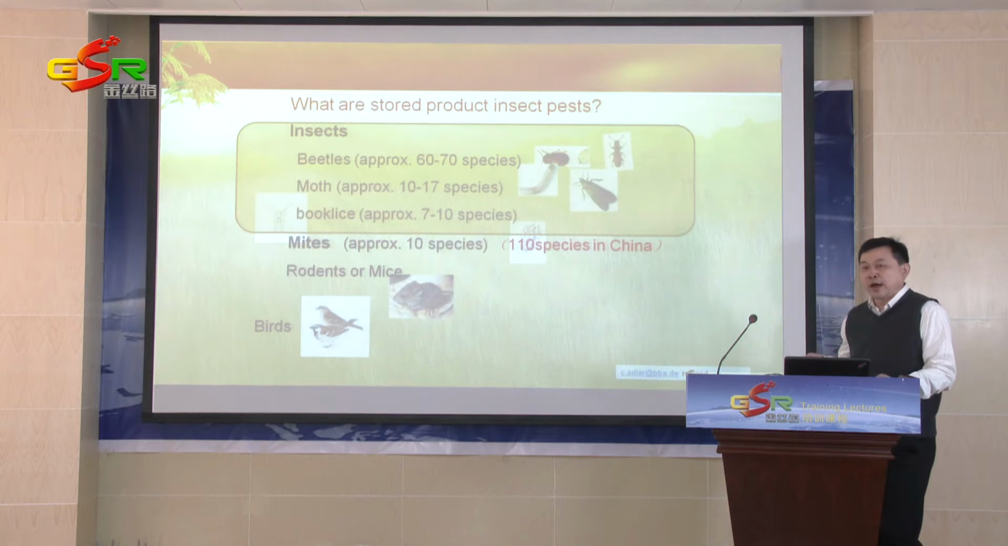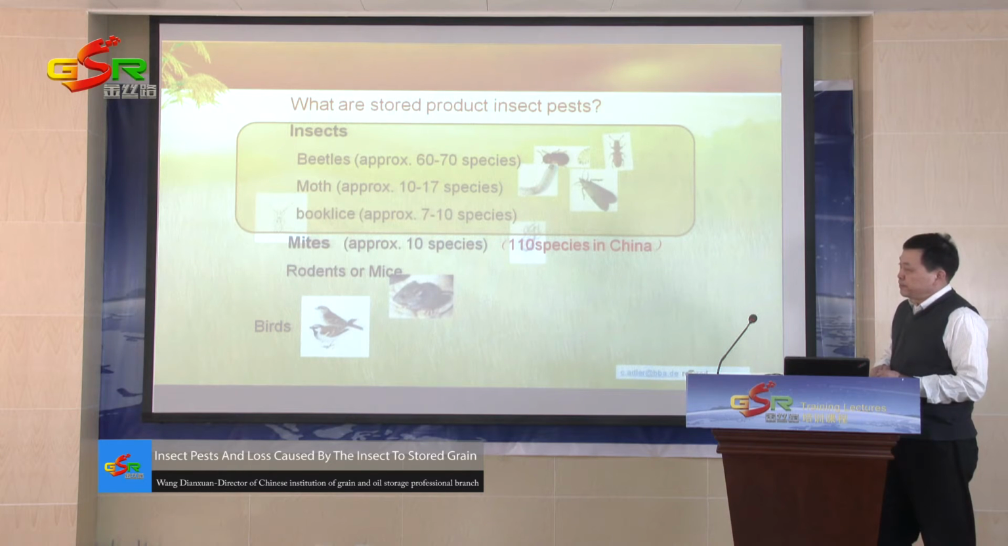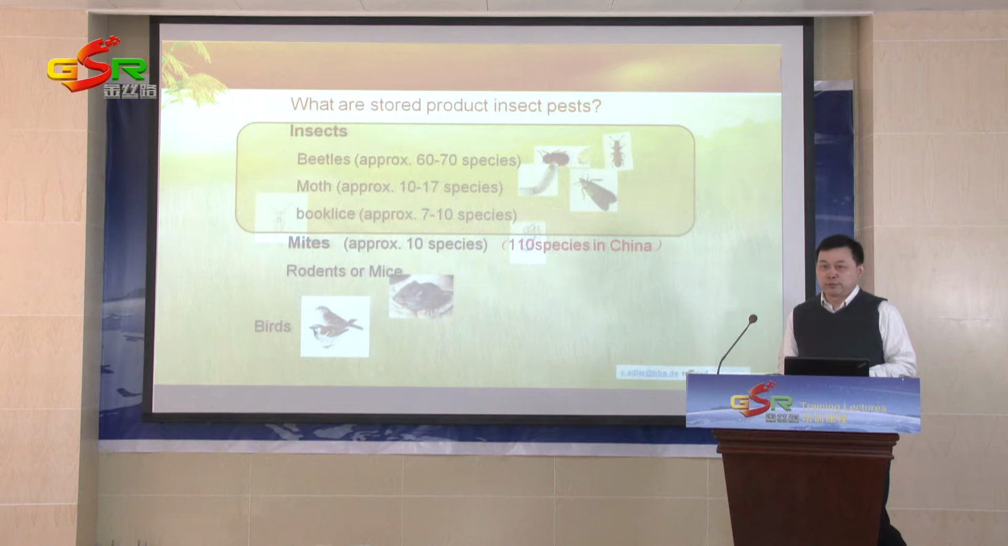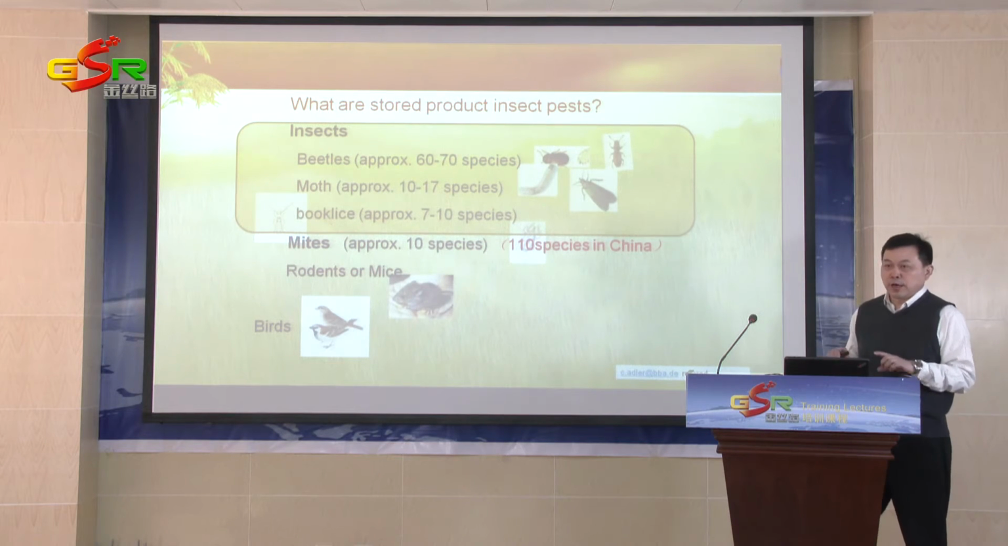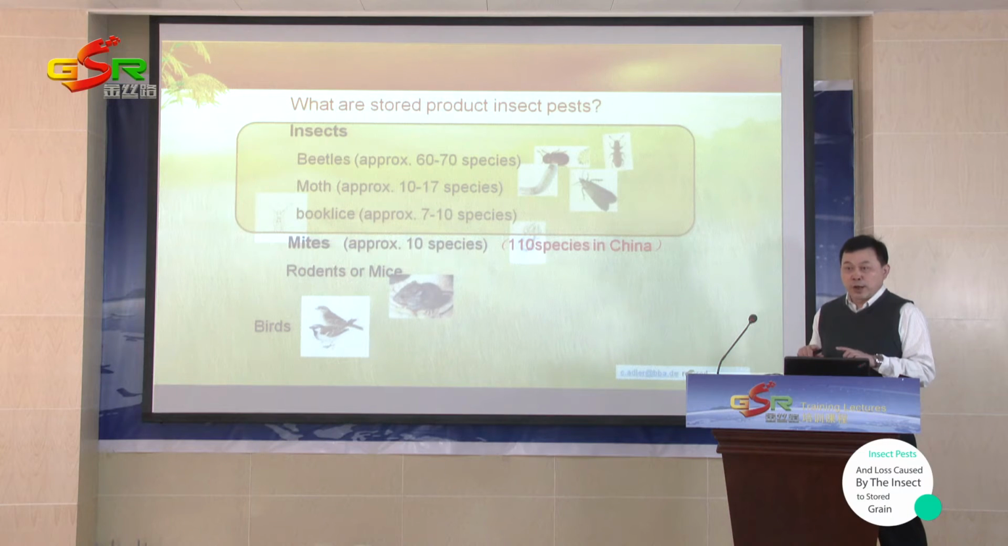The mites are very tiny, difficult to see with the naked eye. But the number of mite species is also big, more than 100 species in China. We have a survey in Henan province. Rodents and birds are difficult to investigate in warehouses nowadays. But for outside grain storage and bad storage conditions, maybe the investigation is possible.